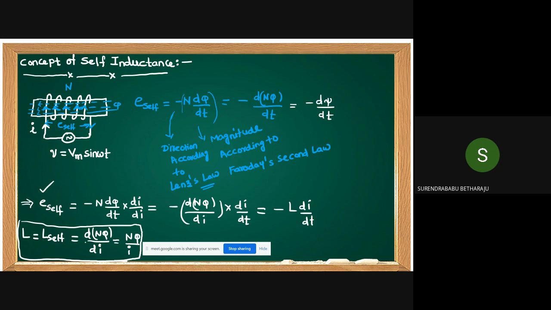Clear, students? The self-inductance is the change of flux due to change of current passing through the same coil. The change of flux in a coil due to change of current passing through the same coil. It is not another coil. This is what exactly self-inductance is. Unless otherwise specified, inductance means self-inductance. If mutual inductance is given, then only you take the mutual inductance.